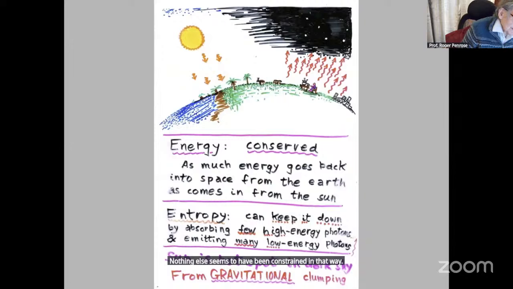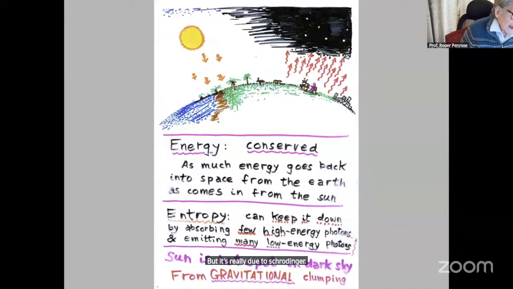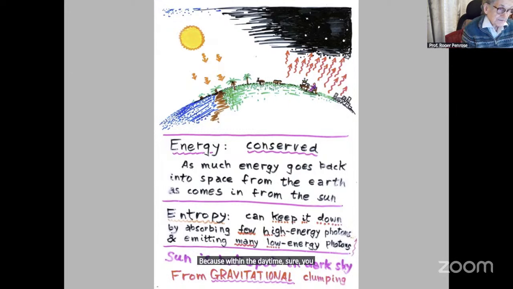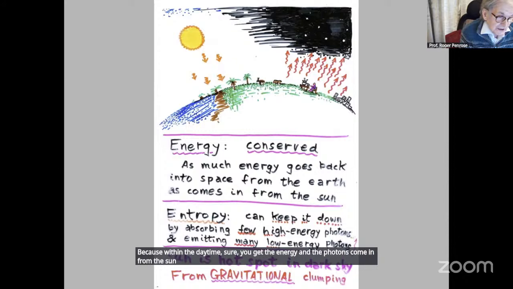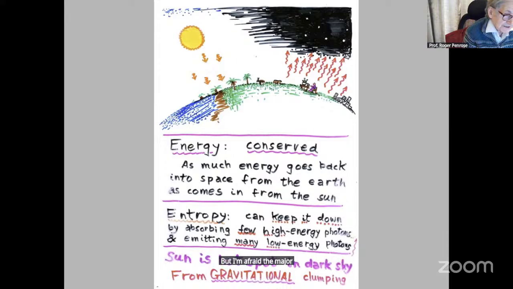Here I also have a picture, it's sort of a side issue, but it's really due to Schrodinger. He was making the point, what do you get from the sun? Well, people say, oh, you get energy from the sun. He says, oh, no, you don't. Because in the daytime, sure, you get the energy, and the photons come in from the sun. And at night, they go all the way back again, pretty well. Actually, fewer go back because of global warming. But I'm afraid the major effect is just as much goes out as comes in.